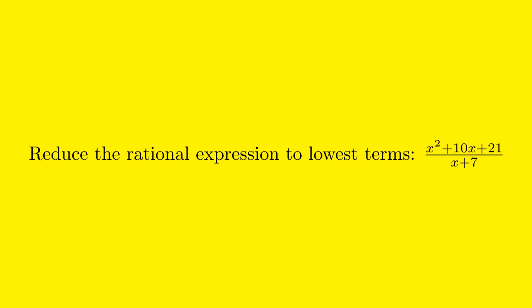In this video, we will be learning how to reduce the rational expression to lowest terms. The expression we will be working with is the quantity x squared plus 10x plus 21, all divided by the quantity x plus 7. By the end of this video, you will have a clear understanding of how to simplify this expression completely. Let's get started.